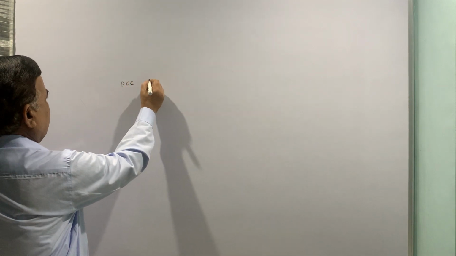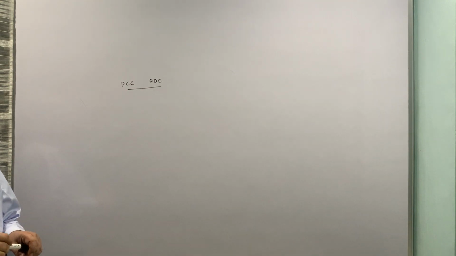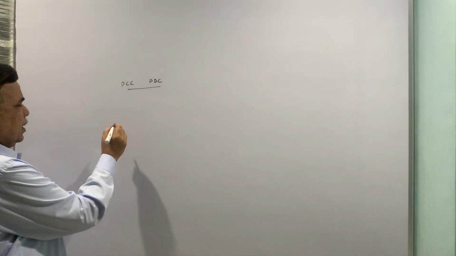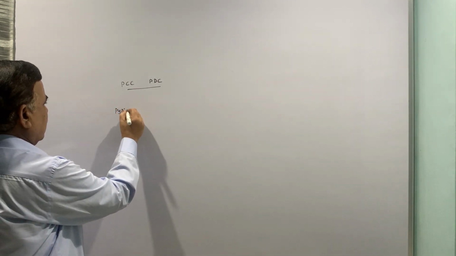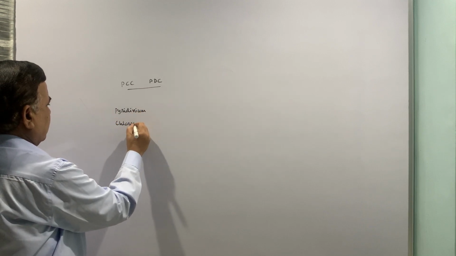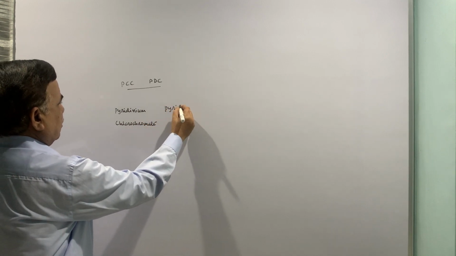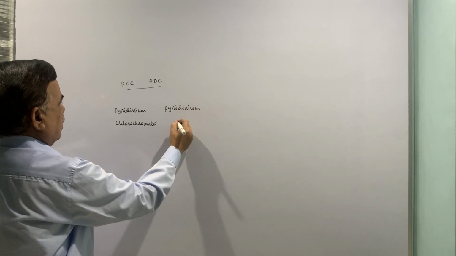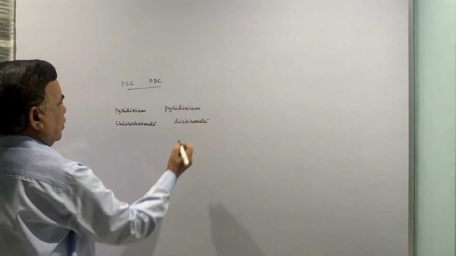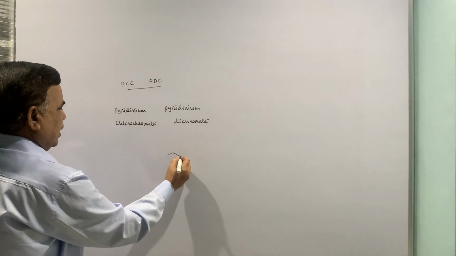PCC and PDC, these are two reagents which are extensively used for the oxidation of primary alcohols to aldehyde and secondary alcohols to ketones. PCC is pyridinium chlorochromate, this is pyridinium dichromate. So, instead of potassium it will be pyridinium ion.